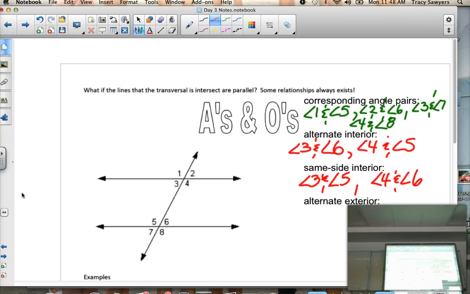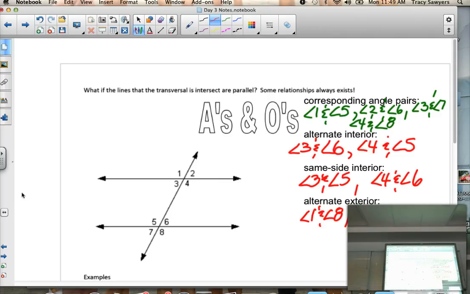All right, now Kelvin should be happy because finally we're going to talk about alternate exteriors. Somebody give me an alternate exterior. Rob, 1 and, yes, thank you. Angle 1 and angle 8. And what's the last one? I'm sorry. Janet? Angle 2 and 7. Thank you.